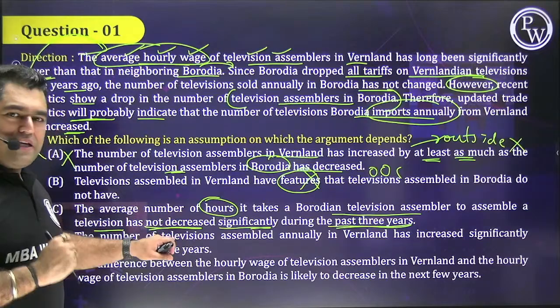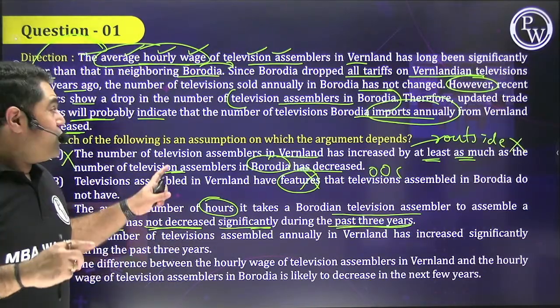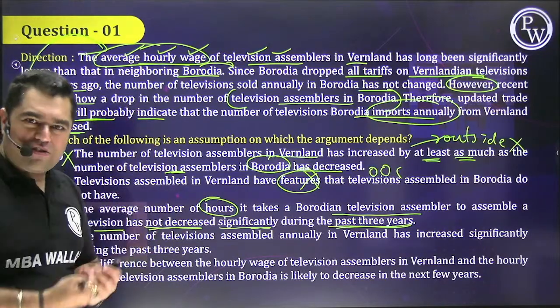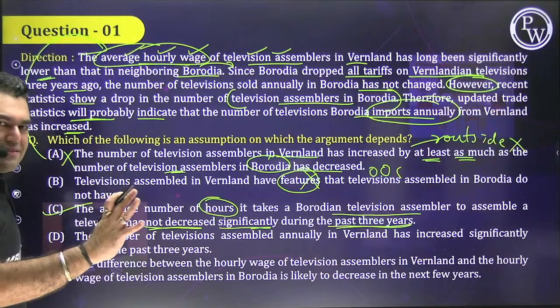So this option states that it has remained constant. That means in 3 years it may be safe to assume you'll have to start importing more, because it has not changed. So this looks good to us. People, making sense? Let's continue.